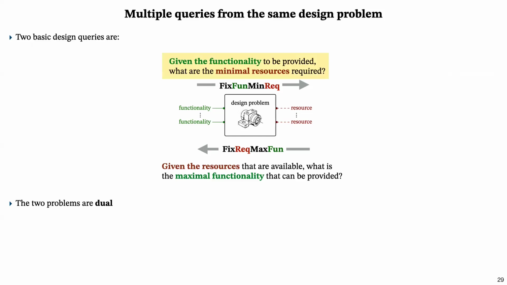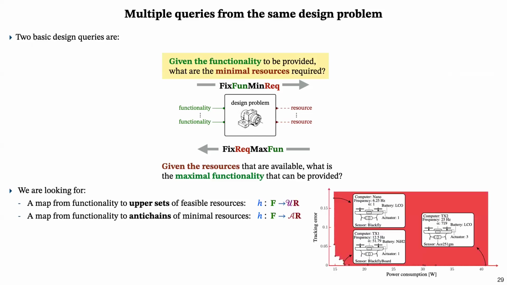So you can show the two optimization problems are dual, but practically what you care about is for the entire system to find a map from functionalities to upper sets of feasible resources. Or if you care about the optimal solutions, map from functionalities to anti-chains of minimal resources. So in this picture, the anti-chains would be the Pareto front of uncomparable optimal solutions, and the area is the upper set.